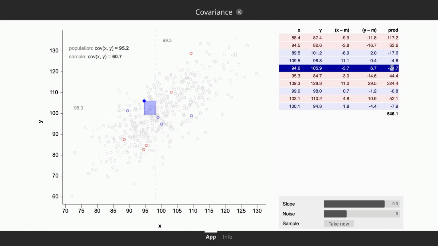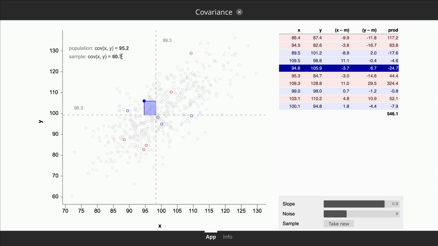But if you look at the blue points, the contribution of the blue points is relatively small. The contribution of the red points is much bigger, which means they are simply farther away from this cross of the two mean values. And therefore, if you sum up all these products, you get a positive number. And if you divide this positive number by the degrees of freedom, which is the number of points minus 1 in our sample, you get the covariance.